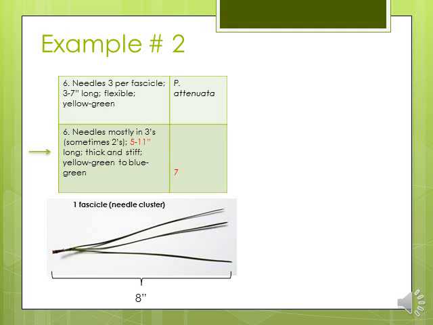For number 6, we've got 3 needles per fascicle, which could fit either the top or the bottom choice. So this is an example of where you need to move on to the second characteristic. And our needles are 8 inches long, which would fit in the 5 to 11 inch category best. And they are a little more blue-green colored, so that would fit the second category here best. And we'll move on to number 7.